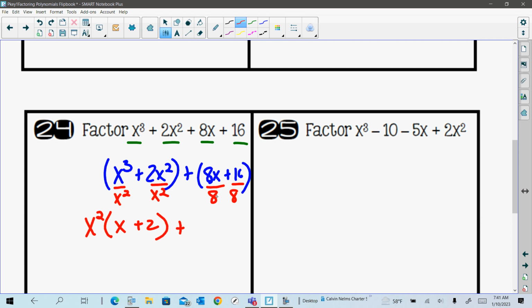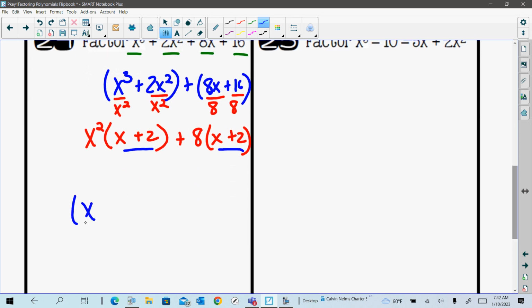On the next term, the GCF comes outside the parentheses. 8x divided by 8 is just going to leave me x, and 16 divided by 8 leaves me plus 2. Do you see now there's a common binomial between them? So that's what we could take out. That's one of my factors, x plus 2. The other one is just your coefficient that's outside the parentheses. So this would be x squared plus 8.